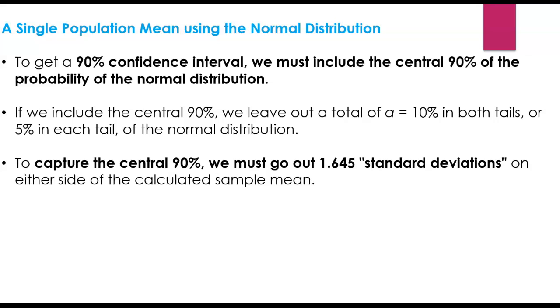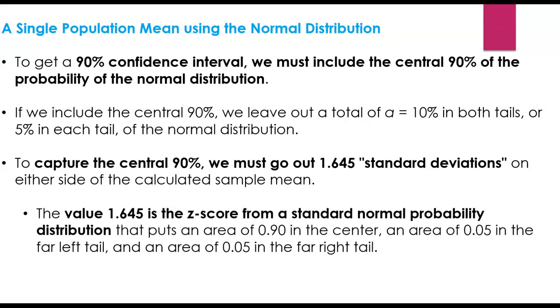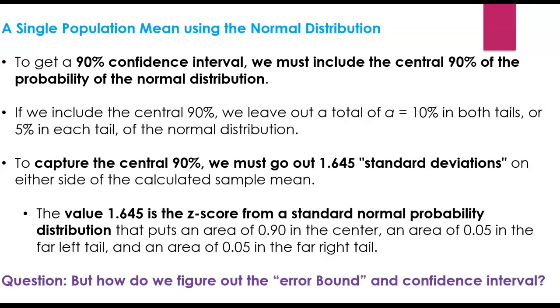Now that 1.645 is something that we will actually compute. In fact, it is the z-score from a standard normal probability distribution that puts an area of 0.90 in the center and an area of 0.05 in the far left and an area of 0.05 in the far right tails. Our question is, how do we figure out what this error bound is for the confidence interval? And we'll do that next.